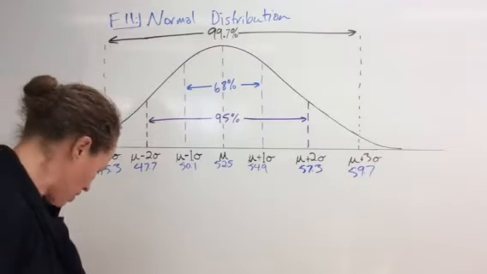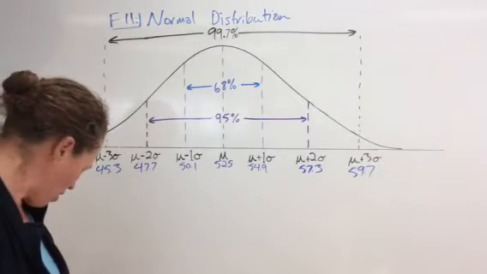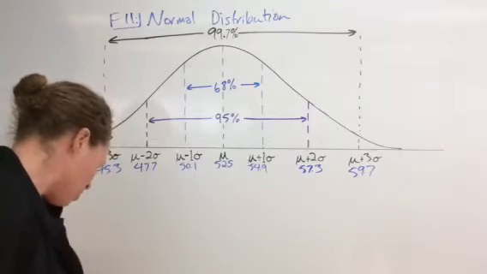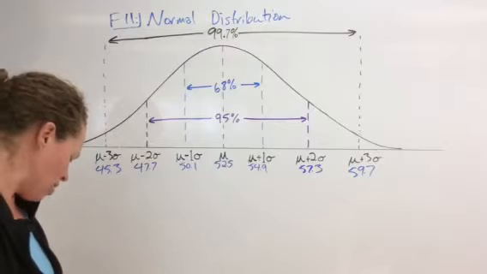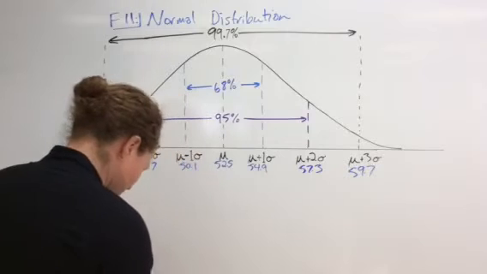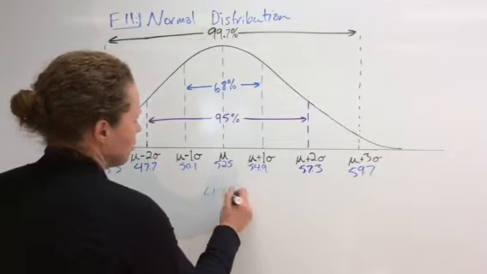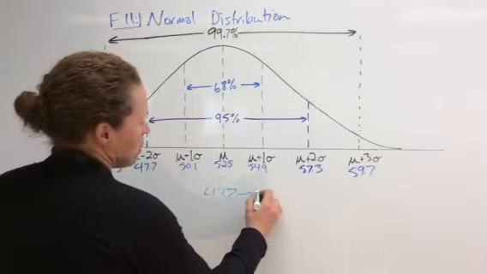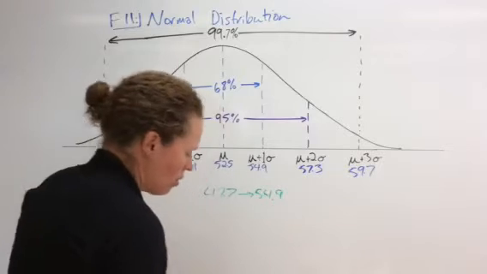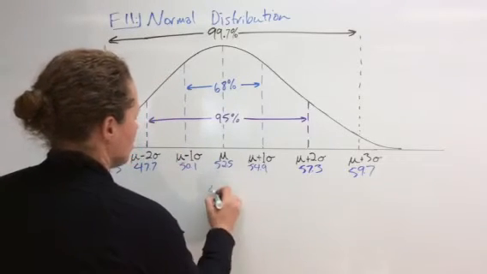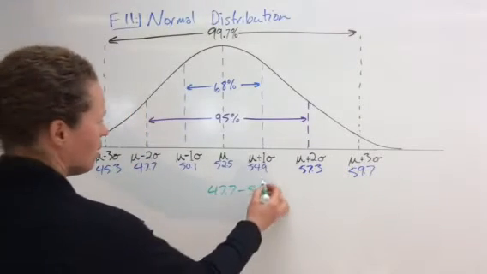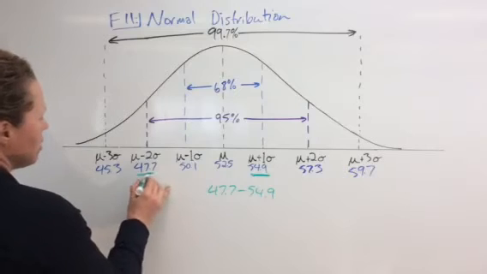Still on example, I guess this is example 2. Now on page 246, it asked us, what percent of adult male dogs would you expect to have a weight between 47.7 and 54.9? So they want 47.7 to 54.9. Sorry, that's a bad marker. So what we want to do is find out where those numbers fall on our little chart. So it looks like 54.9 is here, 47.7 is here.